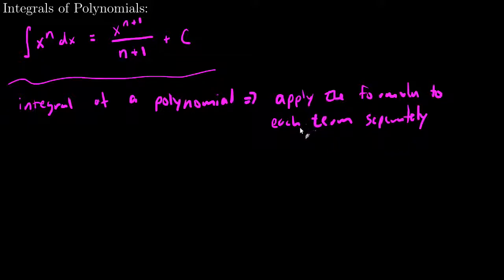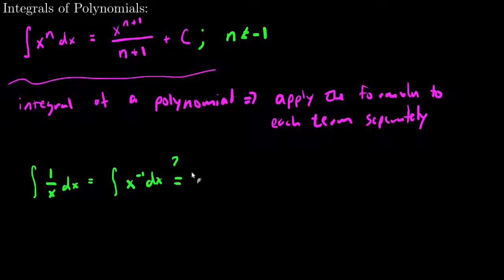Now, one thing to consider here, though, is this formula only works for n not equal to -1. You can clearly see if n is -1, if I'm taking the antiderivative of 1 over x dx, that is the integral of x to the -1 dx, and if I try to use this rule for that, when I add 1 to this exponent, I'll try to get some x to the 0 over 0, and that is undefined.